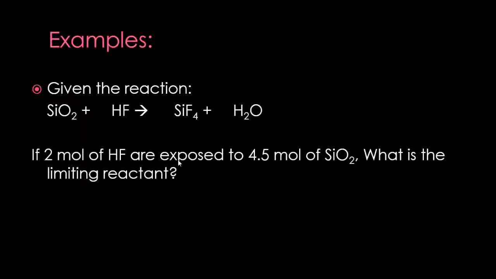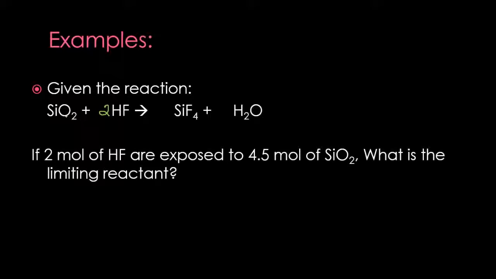So let's look at a problem. Given the reaction SiO2 plus HF gives us SiF4 plus H2O, the first thing we need to do is balance this equation. When we go through and balance it, you see we have one Si and one Si, so we're good. We have one H and we have two H's here, so we need at least two H's there.